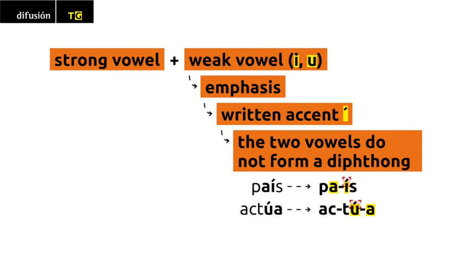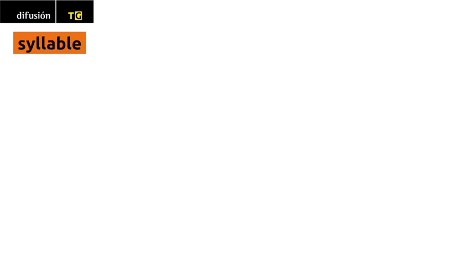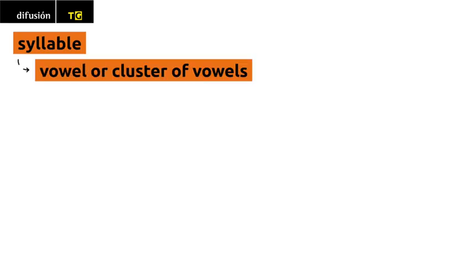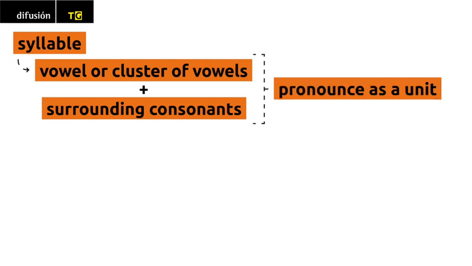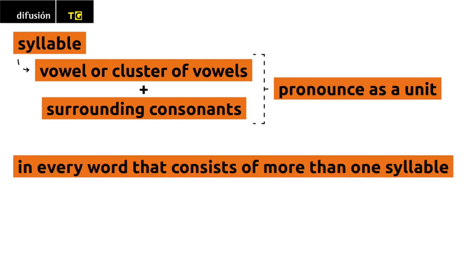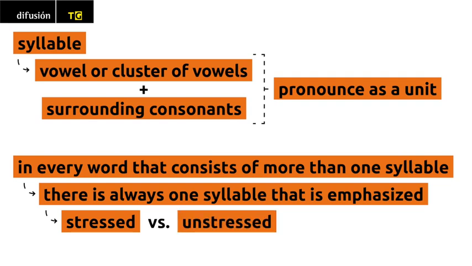Ac-tu-a. When accent marks are used. A syllable is the vowel or the cluster of vowels and surrounding consonants in a word that we pronounce as a unit. In every word that consists of more than one syllable, there is always one syllable that is emphasized or pronounced with more intensity than the others. That syllable is called the stressed syllable, and the other syllables are unstressed.